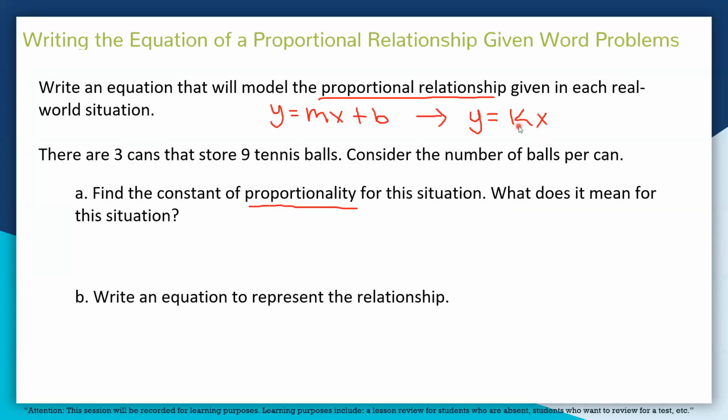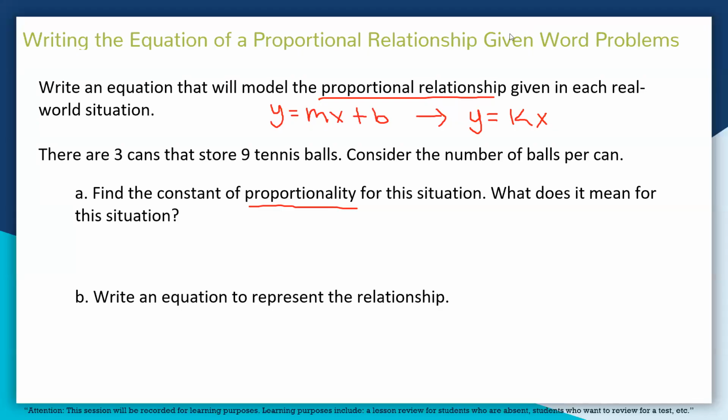And then just to help us kind of differentiate, we use a K instead of an M for constant of proportionality. So we're being asked to find that constant of proportionality, otherwise known as slope, otherwise known as rate of change, otherwise known as unit rate for this situation, and explain what it means.